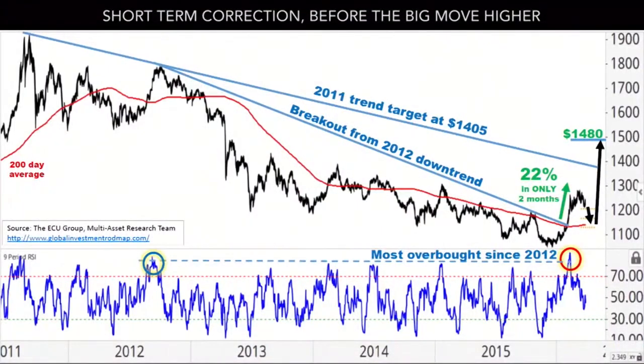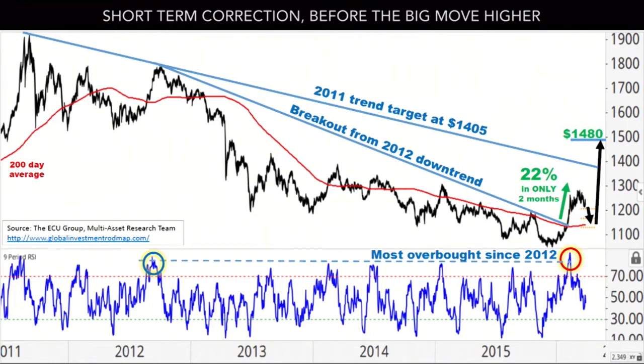Okay, well let's look in some more detail at this and just illustrate what you've just been talking about, and where we are and where we're going. The bottom here, most overbought since 2012. We've come away from that. There are a lot of indicators on this chart. Just talk to us a little bit more about what's going on.